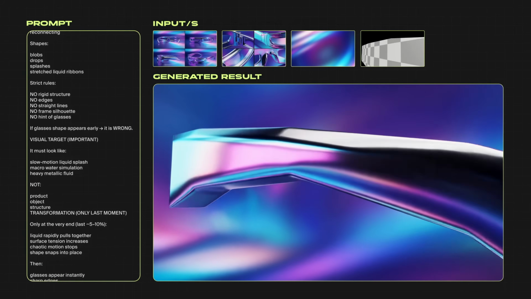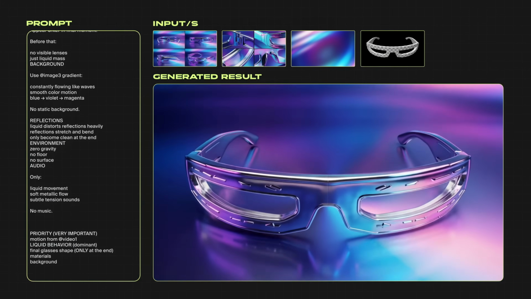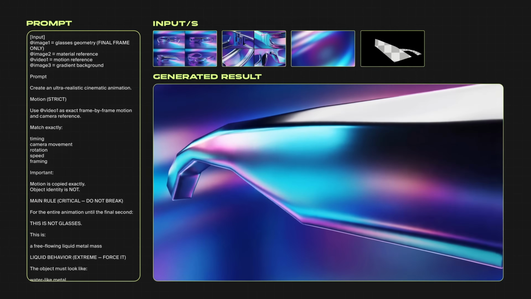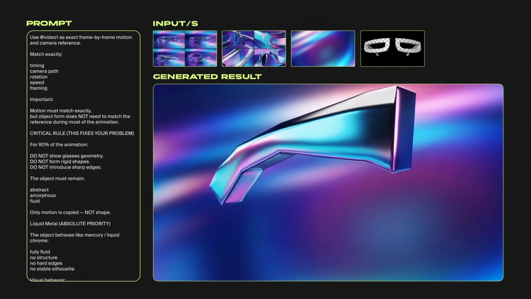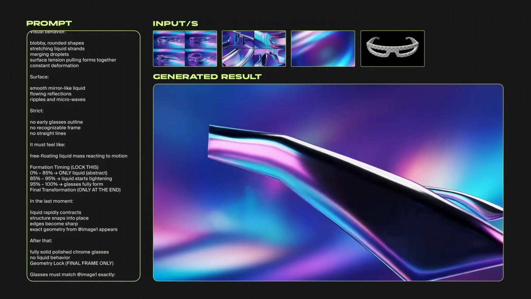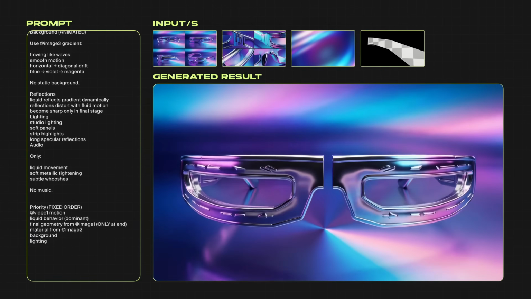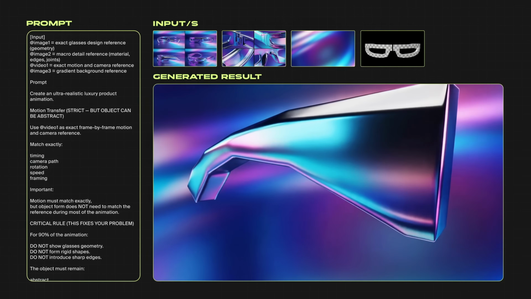I tried to push the effect through the prompt, adding descriptions of liquid behavior, transitions, and materials, but it barely changed anything. For example, in one version, I locked the motion as tightly as possible using the video reference and carefully described the phases of the liquid metal formation. In theory, this should have given both control and the desired effect at the same time.